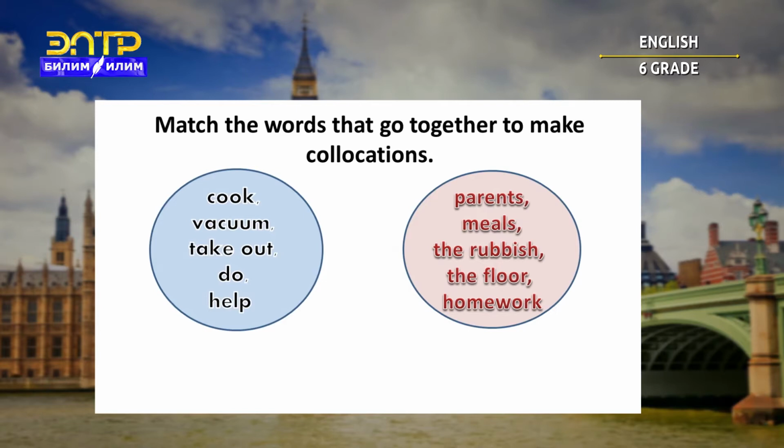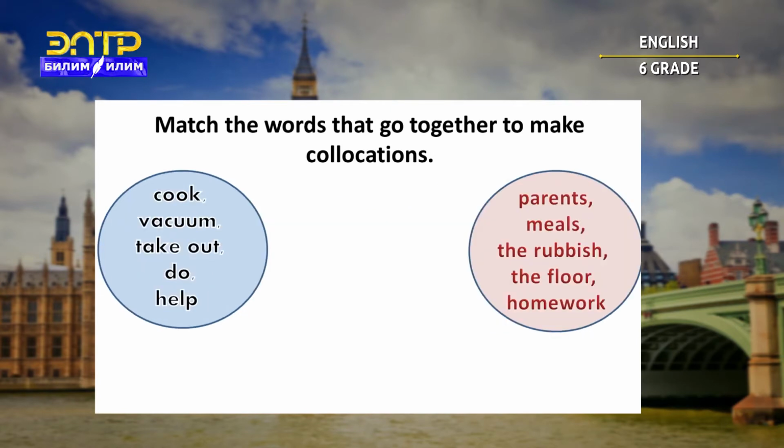Now, students, look at words of two different groups and make collocations matching the words that go together. For example, cook meals. Now, look at other words and make collocations. Now, let's check together.